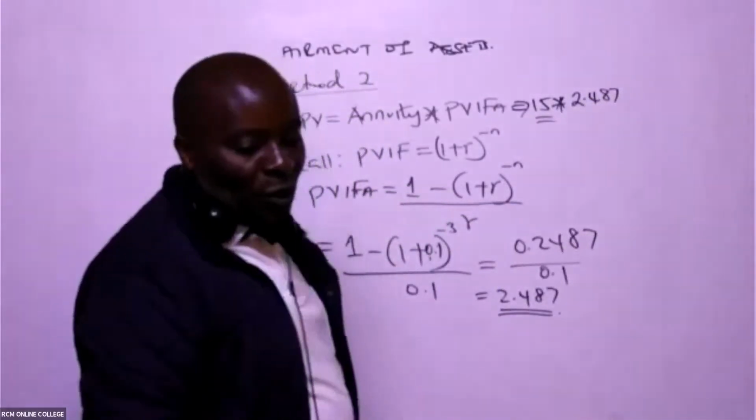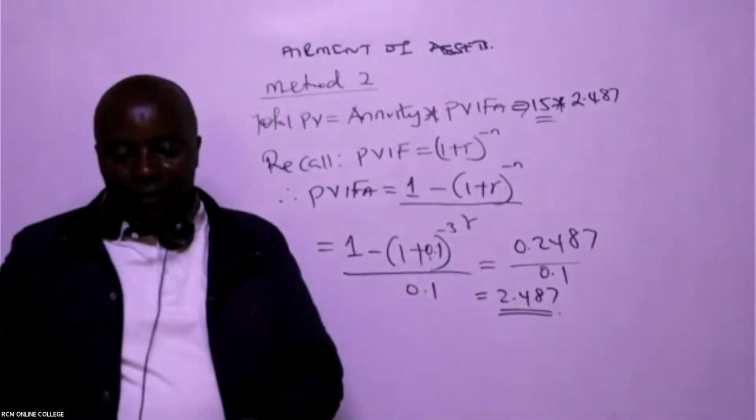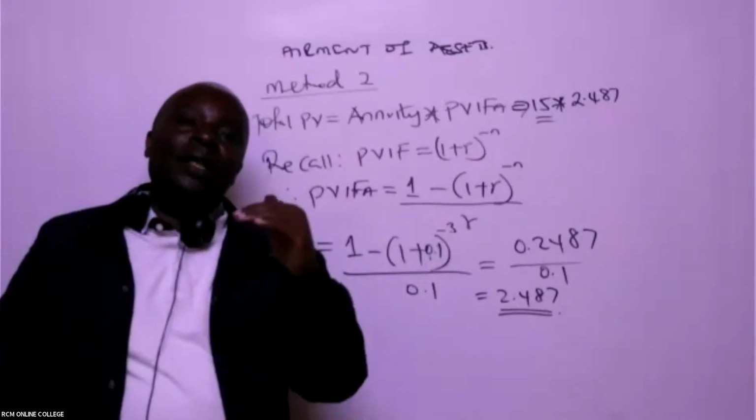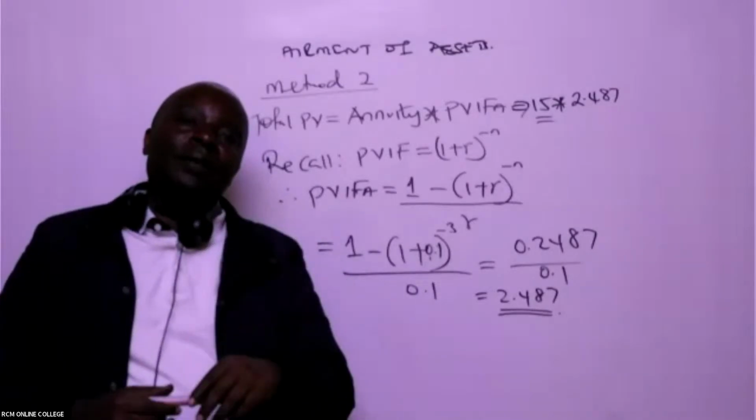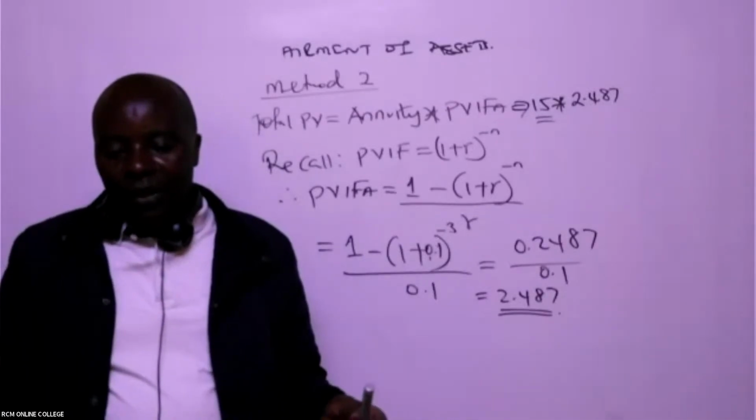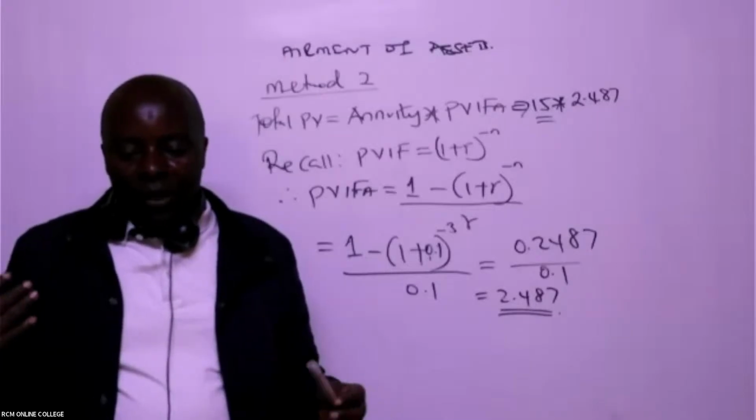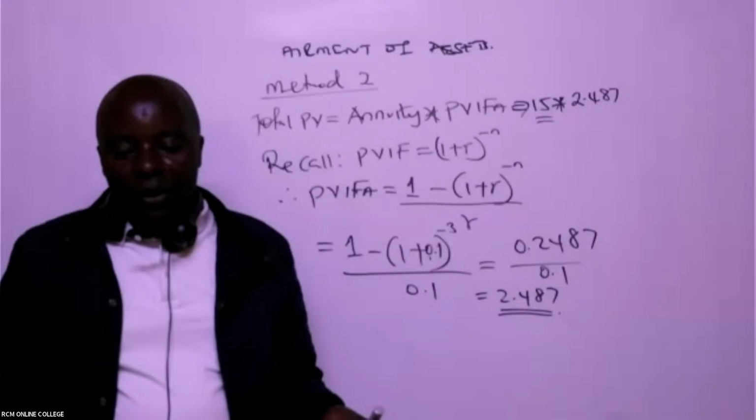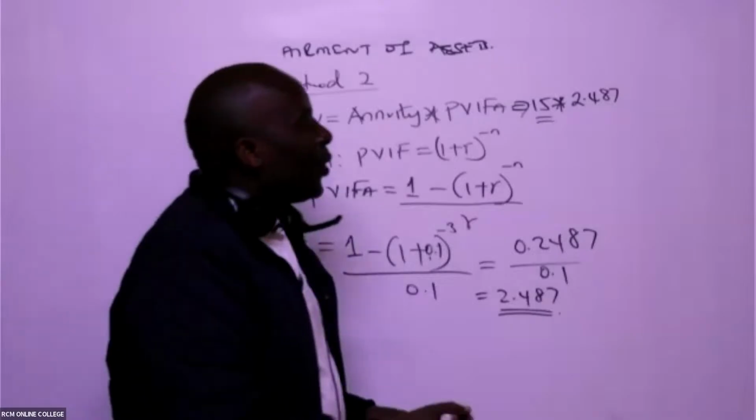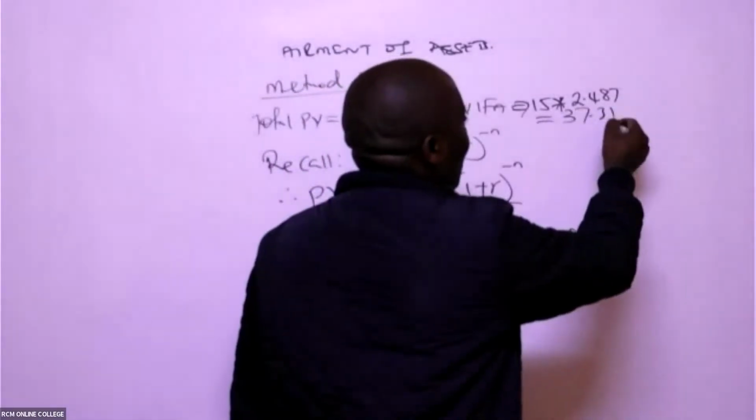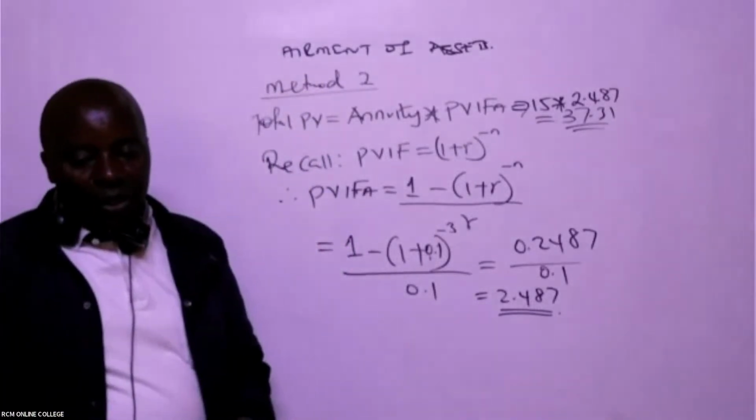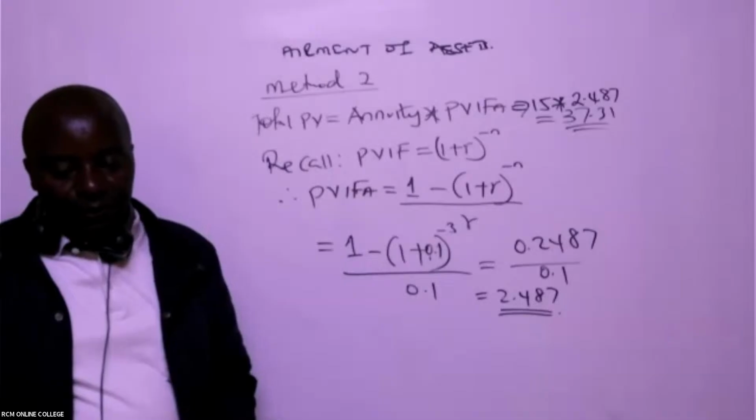So what figure will this give us? It will be exactly the same as the one we got up there, except for rounding off errors, which are very, very normal. So is there somebody who is able to get an answer that is very close to the one we got up there, 37.31? Something that is quite close. Is there somebody who was able to get this?